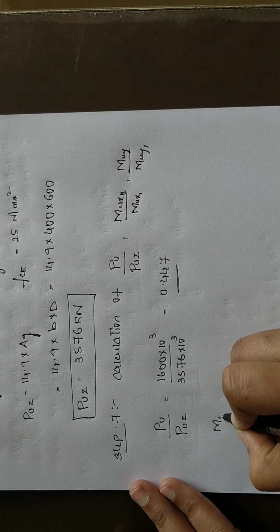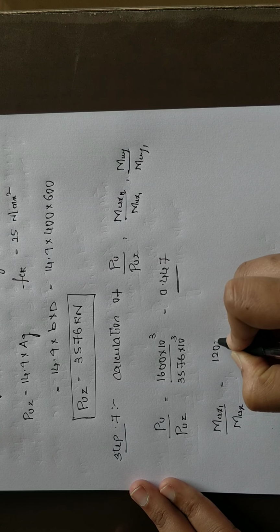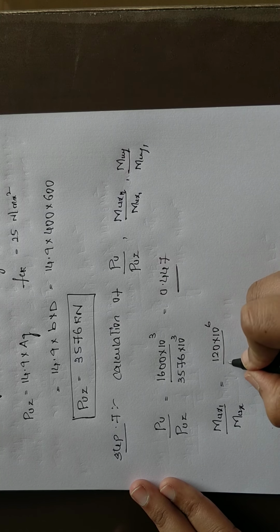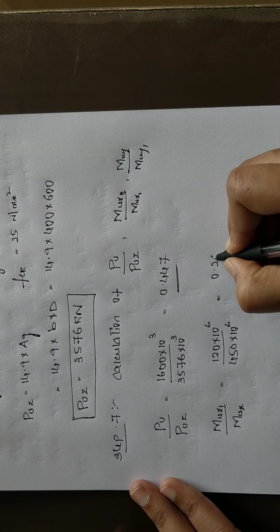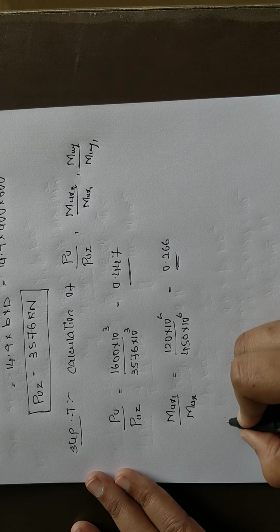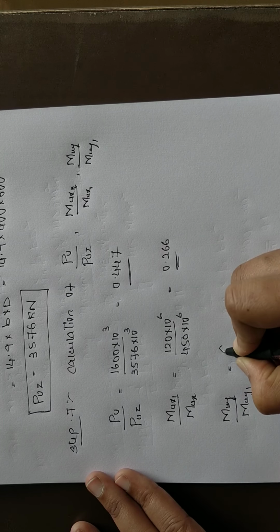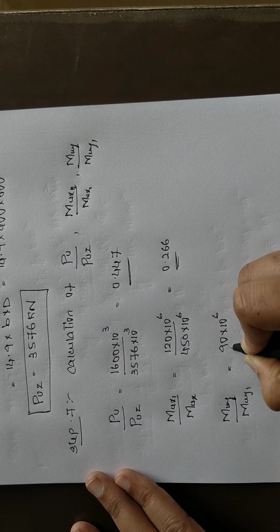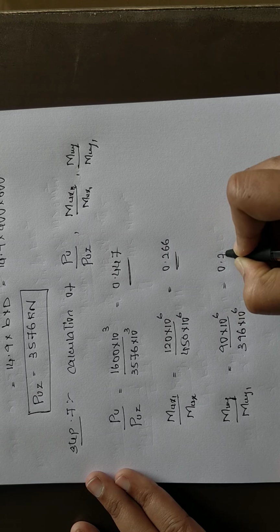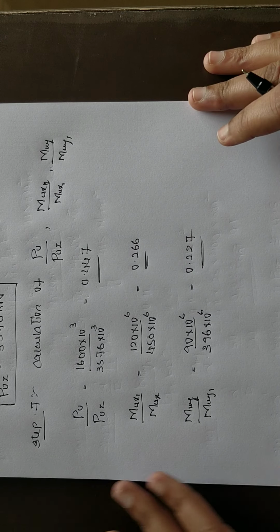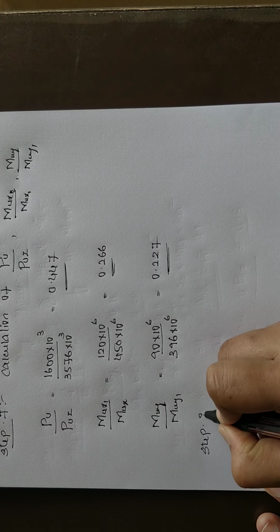Next you calculate MUX divided by MUX1, that will be equal to 120 into 10 to the power of 6 divided by 450 into 10 to the power of 6, that will be equal to 0.266. Next is MUY divided by MUY1, that will be equal to 90 into 10 to the power of 6 divided by 396 into 10 to the power of 6, that will be equal to 0.227. This is the ratio.